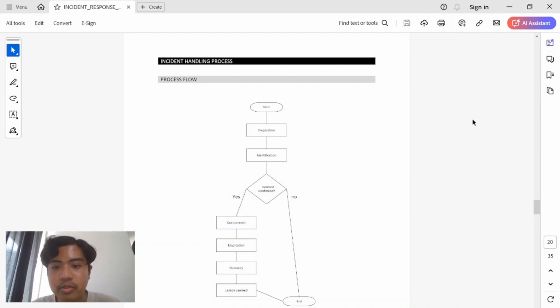Okay, I'm Muhammad Ahmad Zikri. I will talk about our policy process flow. First of all, we start with preparation. After the preparation, we make identification. Is the incident confirmed? If no, it is going to end immediately. If yes, we go to containment, eradication, recovery, and lessons learned.